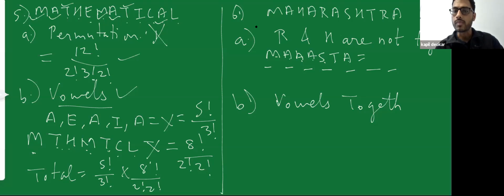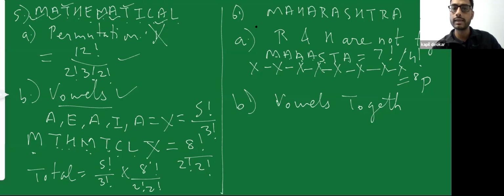7 letters. So these 7 letters can be arranged in how many ways? 7 factorial ways. But A is repeated 4 times, so I'll have to divide by 4 factorial. And then I don't want my R and H to be together. So R and H can be placed wherever there are cross signs. So how many cross signs are there? 8. So R and H can be written in 8 places.